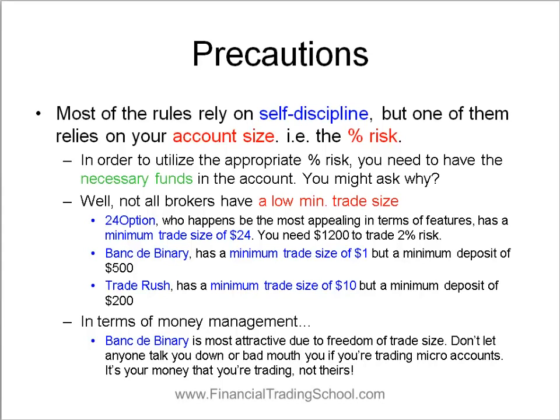And then Trade Rush, which has the lowest deposit of $200, has a minimum trade size of $10, which is about 5% risk. So out of these three, in terms of money management, like I mentioned, Bank to Binary is the most attractive due to the freedom of trade size.